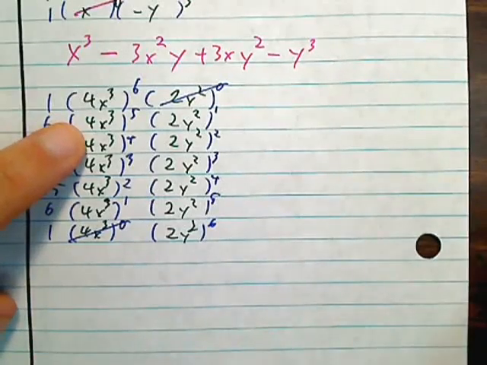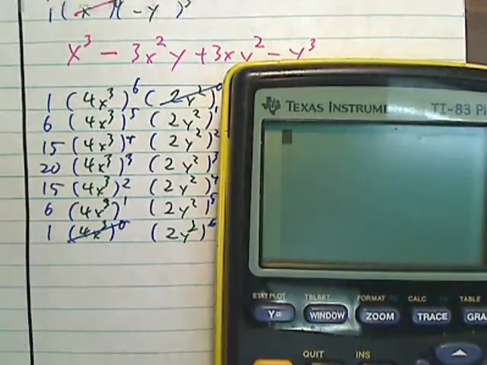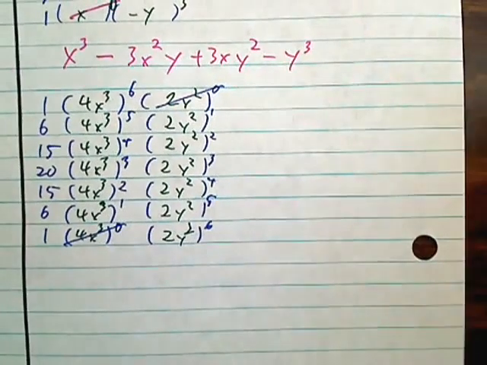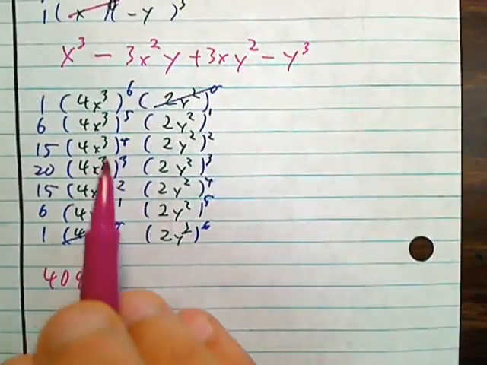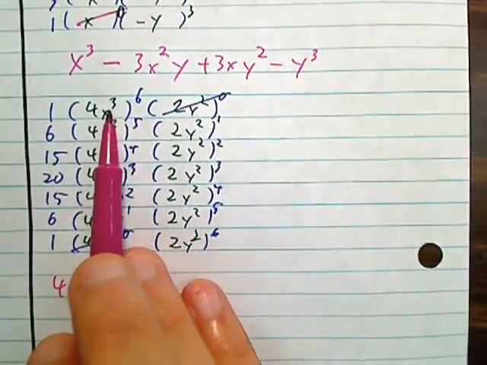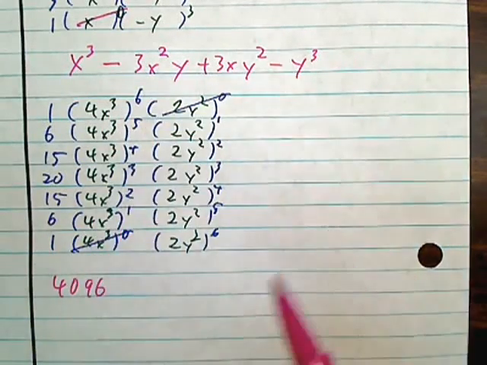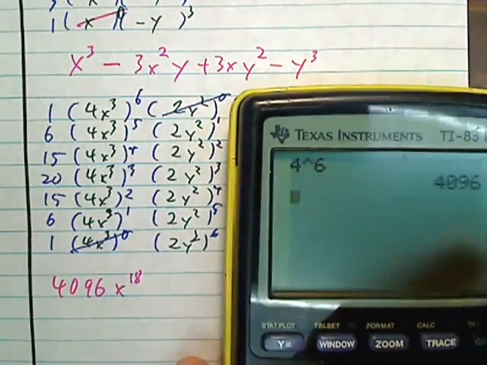Okay, so 4x to the third to the sixth. Again, to find my coefficient, just ignore the x totally. Do 4 to the sixth power. Okay, 4096. Now here, when you have an exponent and then an exponent on the outside of parentheses, you multiply those numbers. So that will be x to the 18th. Next row.